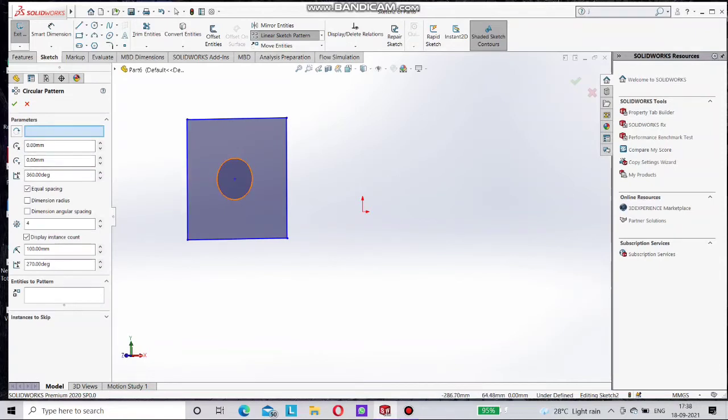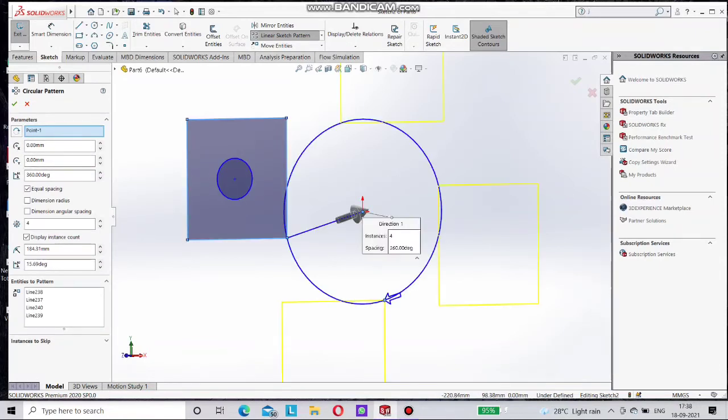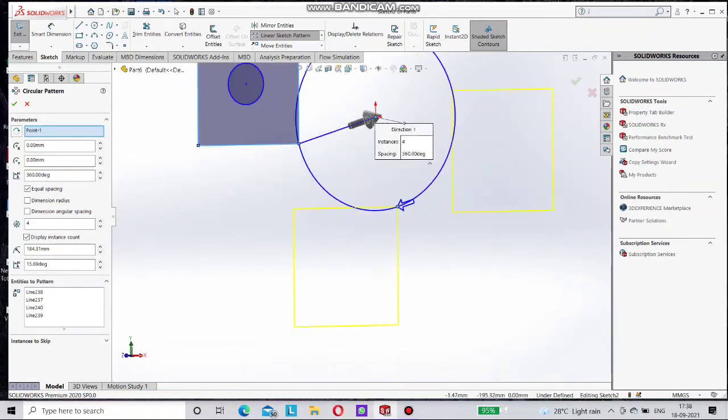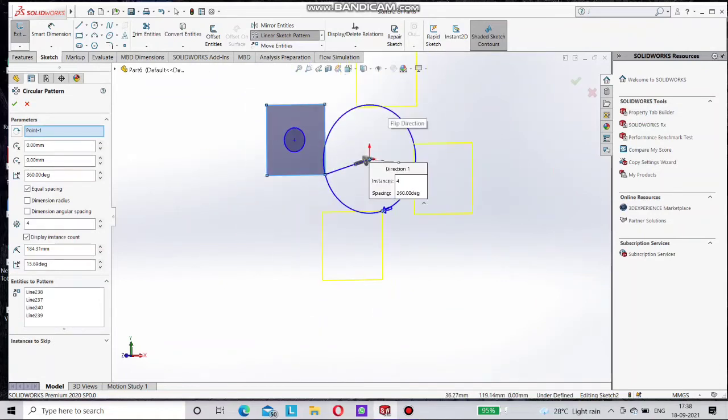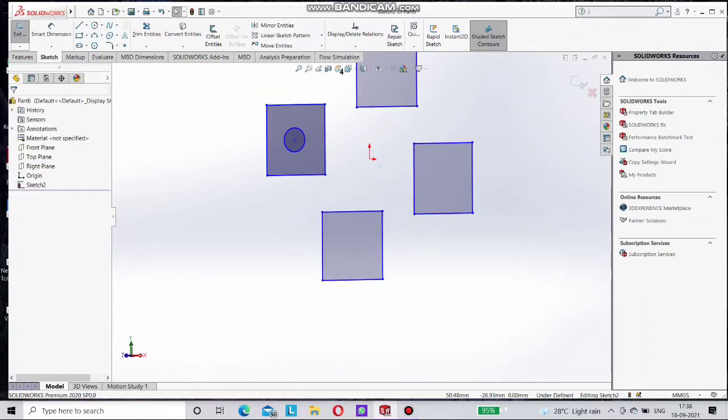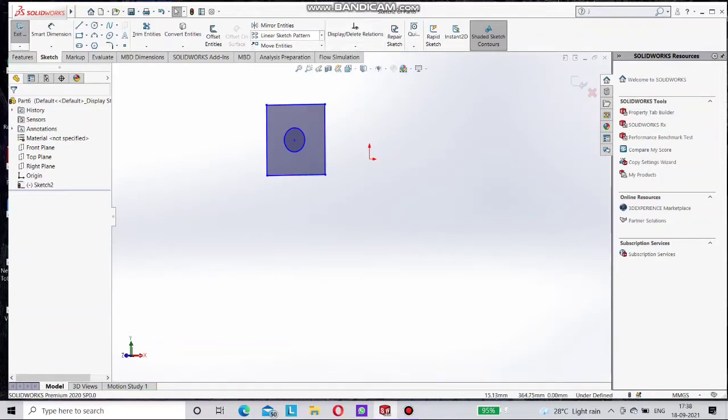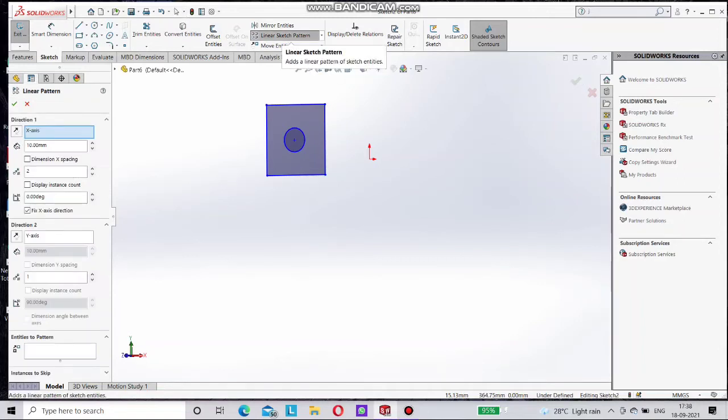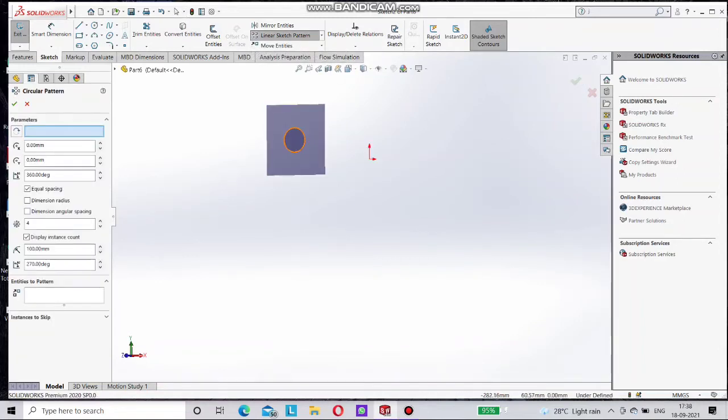and select the entities to pattern. I am selecting this rectangle first, so you can see here on screen the patterns are visible now. Yeah, you can see here 4 patterns are visible on screen. I am saving this. Okay, now again choose the circular.